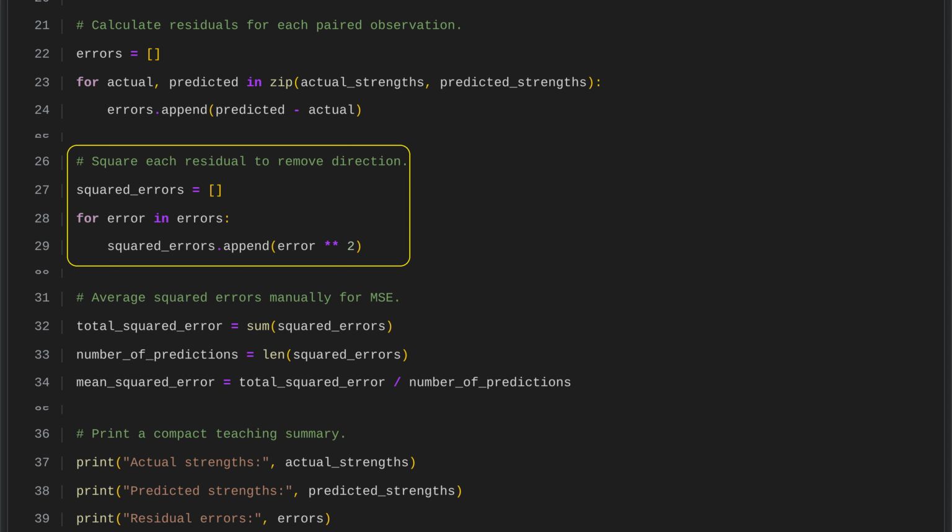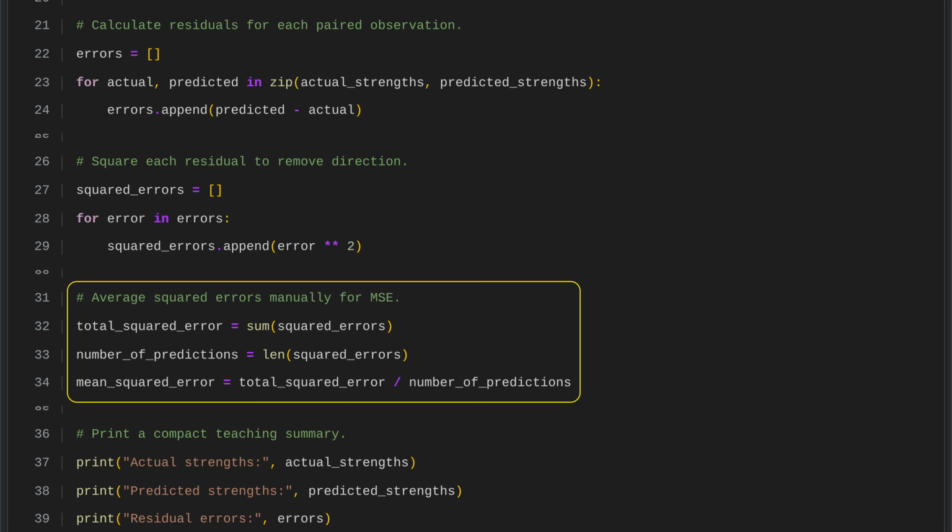Create a list to store the squared residual errors, then square each error and add it to that list. Squaring makes every error positive, removing direction, and preparing the values for metrics such as mean squared error.